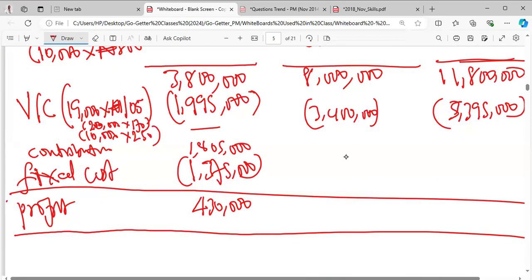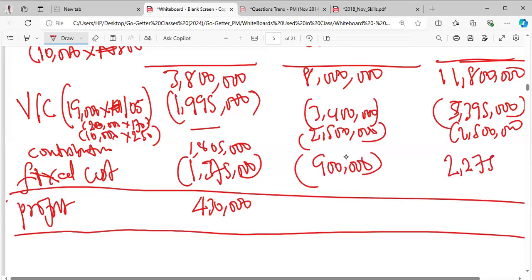2,500,000. So we still have 2,500,000. Fixed cost here is 900. Add them to give me 2,275,000.